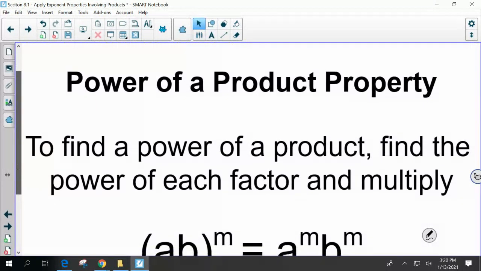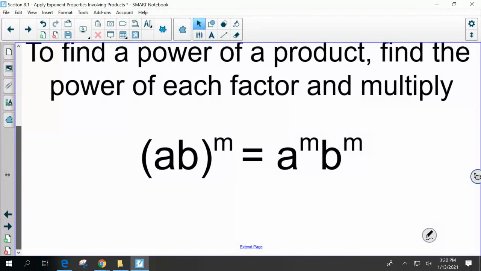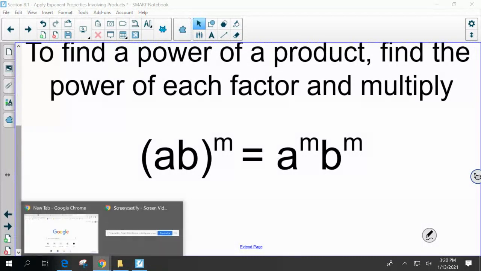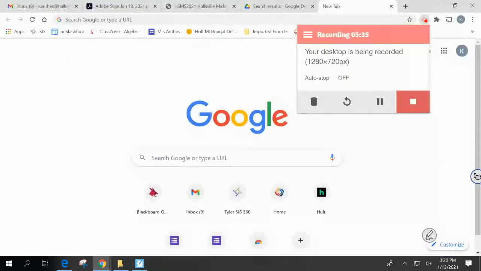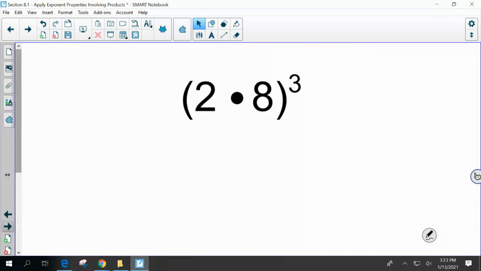Okay, power of a product property. Basically, if you have a times b raised to the nth power, you can distribute that exponent to both a and b. So I would write that down. All right, the first problem, 2 times 8 raised to the 3rd power. What we're going to do is distribute the 3rd power. So 2 to the 3rd times 8 to the 3rd is what we're going to have.